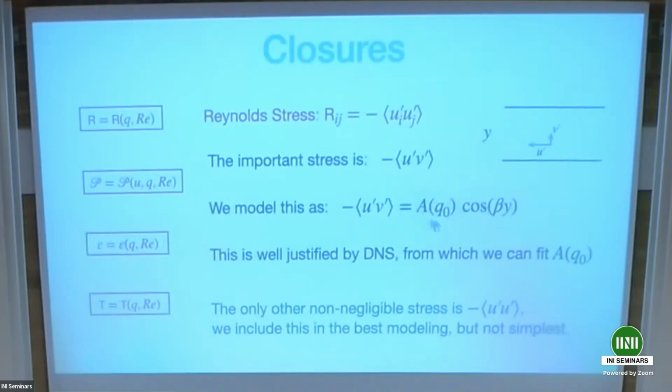And so to close, we need A of Q naught, and we're just going to fit that with DNS. But in fact, we're going to choose a pretty simple form. I do want to say that this stress does appear. It's quite definitely there. It's not completely negligible, and if you look at the way it folds into the equations, it's quite interesting.